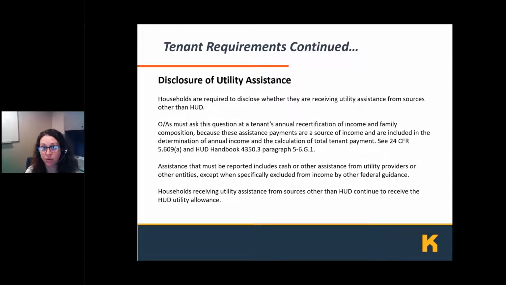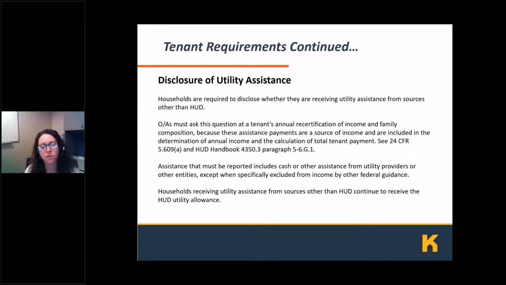It's possible that if they are receiving utility assistance, that it could come into play when calculating their tenant rent. So I'm not going to talk too much about that. There are a couple references here for you that you can look into to read more on that. If you have more questions about assistance outside of HUD, please reach out to us after this presentation. We'd be more than happy to talk more about it with you.